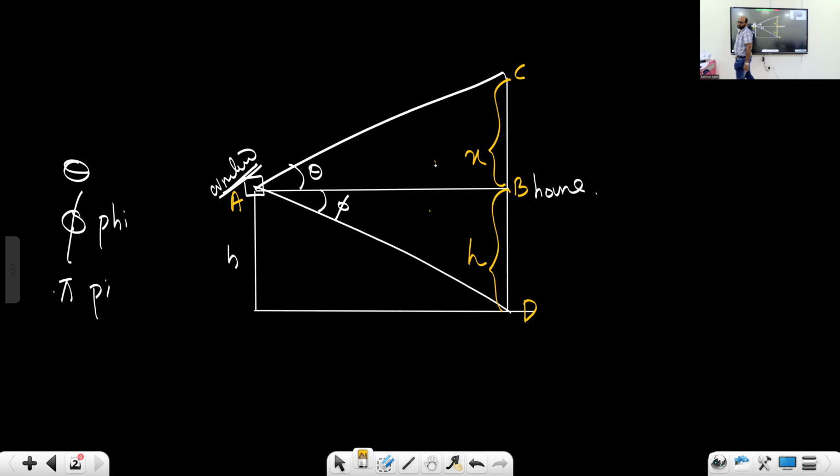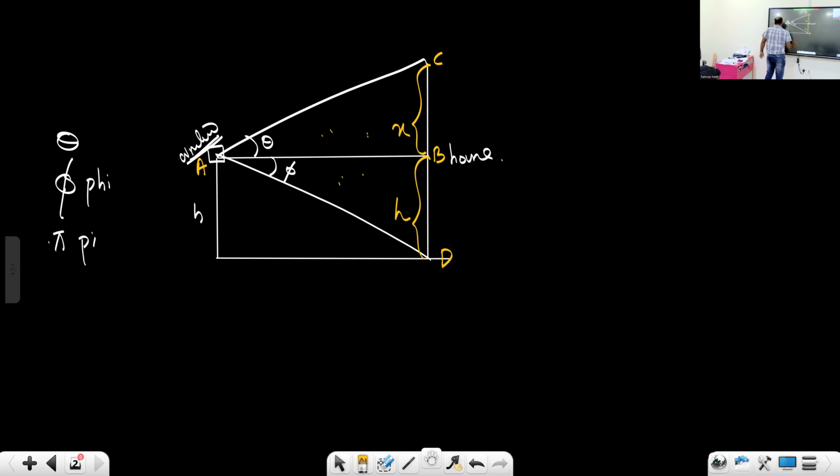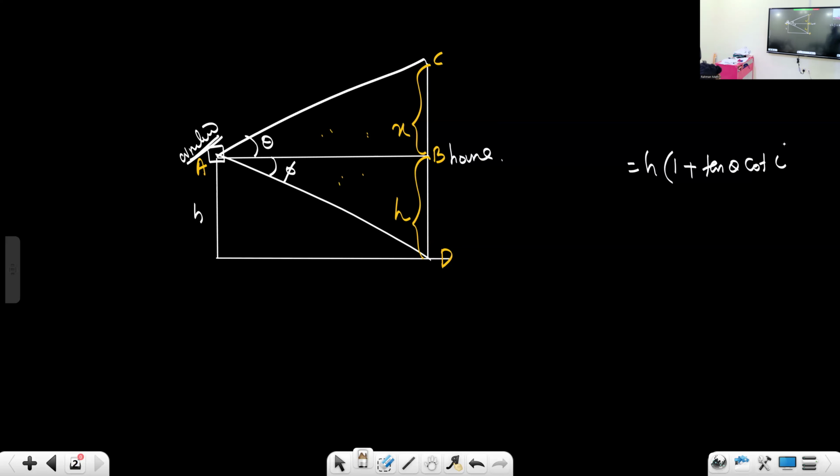Please mark everything. In these two triangles, you can see one common side, AB. We are focusing on AB. To prove the height of the opposite house, what do we want to prove? h into 1 plus tan theta cot phi.